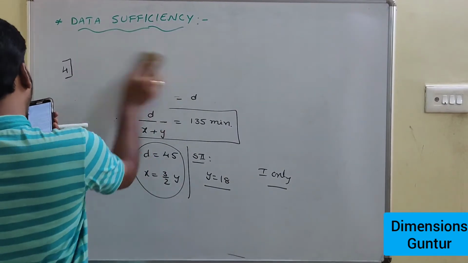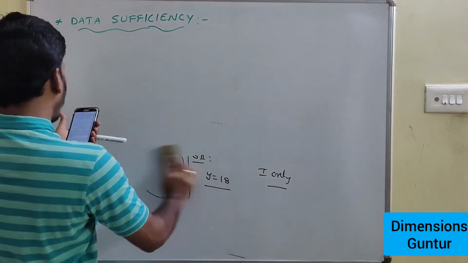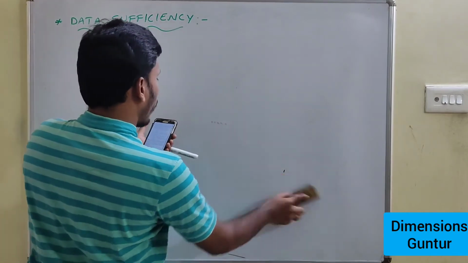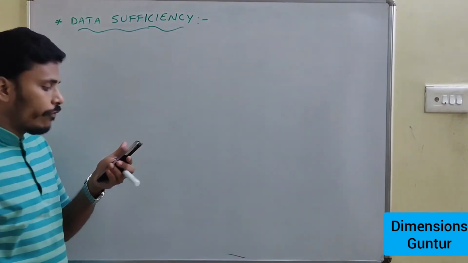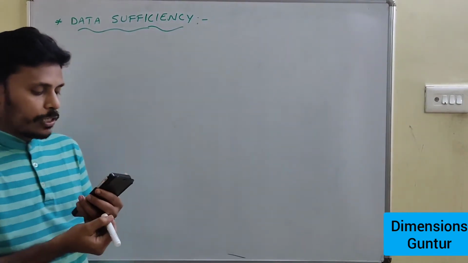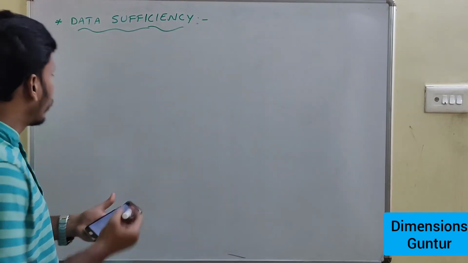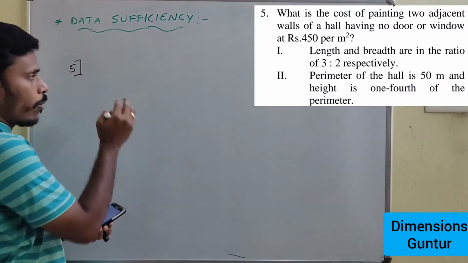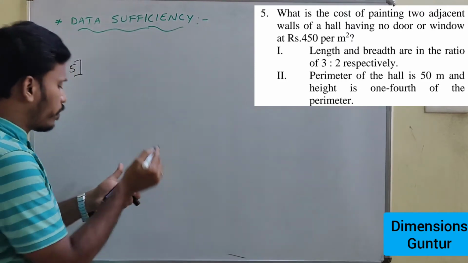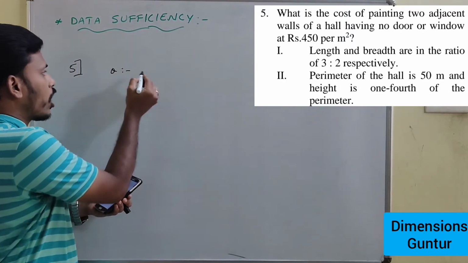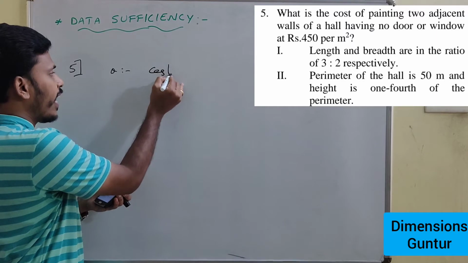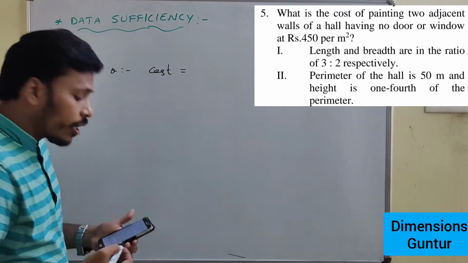What is the cost of painting two adjacent walls of a hall having no door or window at the rate of 450 rupees per meter square? See, fifth problem. Just look at the question. What is the question part? We need to find out the cost. At the end we need to find out the cost of painting.